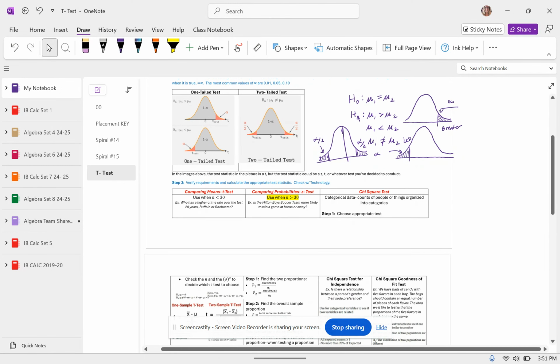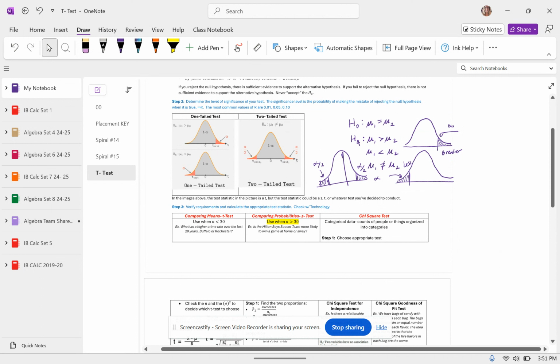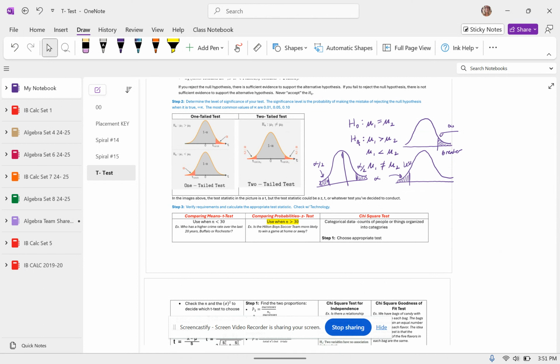So let's go to step 2. It says determine the level of significance of your test. The significance level is the probability of making the mistake of rejecting the null hypothesis when it is true, also known as alpha. But you can just think about it as setting where you want the zone of statistical significance to be. Okay, so remember, these are dependent on your hypothesis that you wrote, and your level of significance is just how strict you want to be in this test.